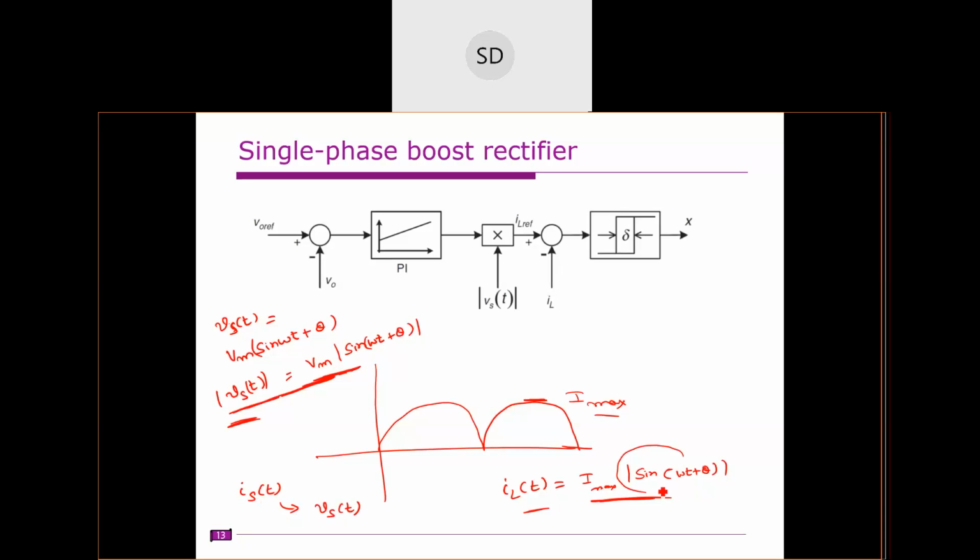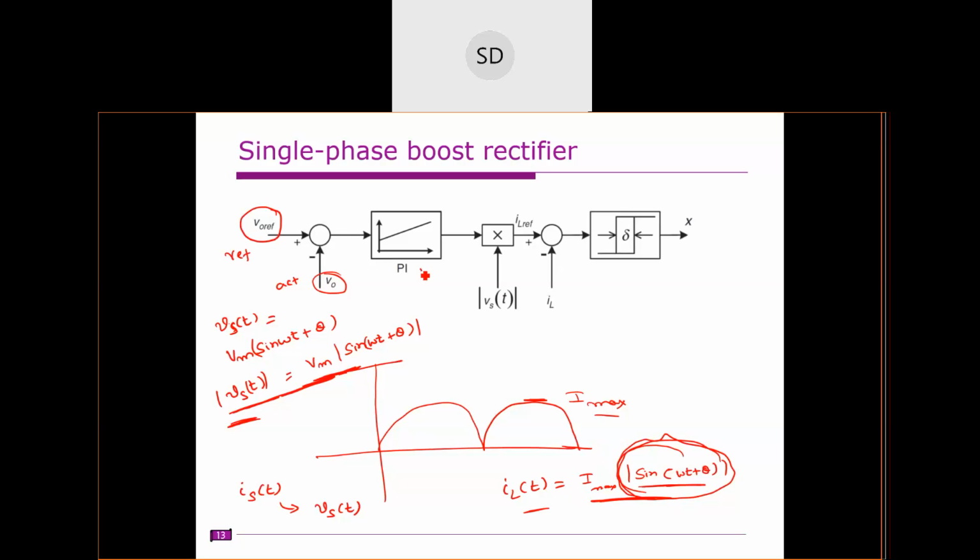So how can this sine omega t plus theta be obtained? It is obtained by using the source voltage. Now let us come to this controller. We have this V reference, which is the reference value, and this is the actual voltage across the load.